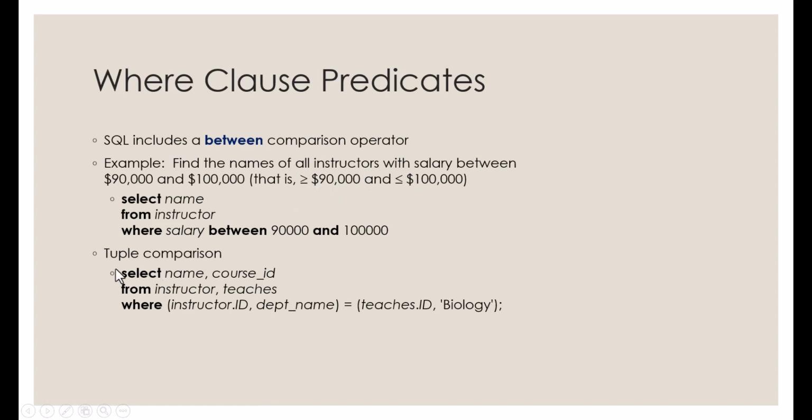You could also do comparison like this, where you have select name and course ID from, and you're doing a Cartesian product between instructor and teaches. And then we have two parentheses here, and we have an equal sign in between. So this means that this is equivalent to having where instructor.id is equal to teaches.id and department name is equal to biology. So it really depends on whichever you prefer. I think this actually, for me, looks a little bit more confusing. I just prefer to have this is equal to this and this is equal to this. But if you have many different conditions with the equal sign, then this might be useful.